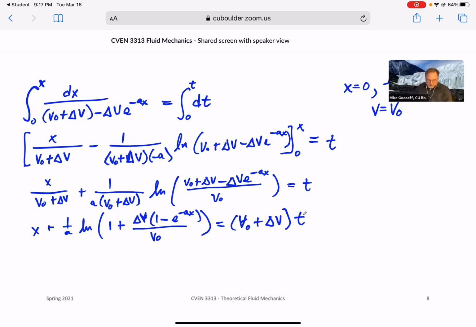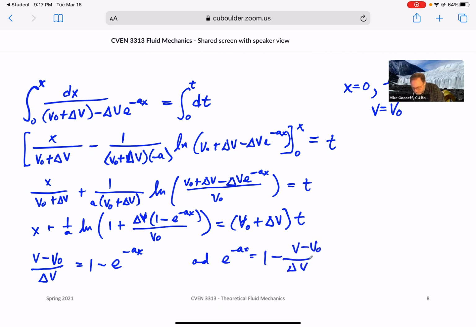And then using the original equation for v, we basically get v minus v naught over delta v is equal to 1 minus e to the minus ax. And we can rearrange that as e to the minus ax is equal to 1 minus v naught over delta v. Okay, so we need to take this one step further, which is to put this in terms of x. I'll do that on the next slide. Okay, just let you guys catch up there for a sec if you're writing this out.